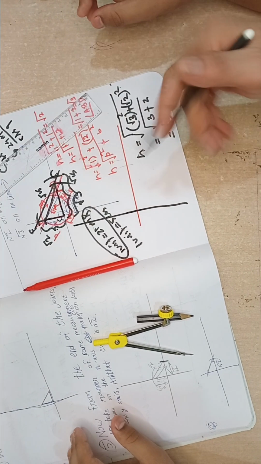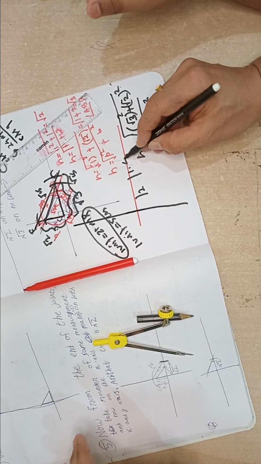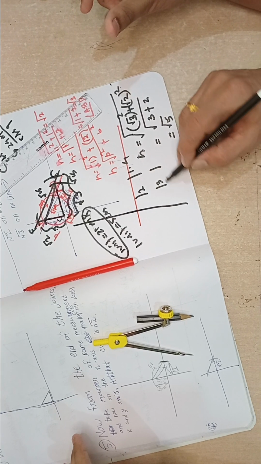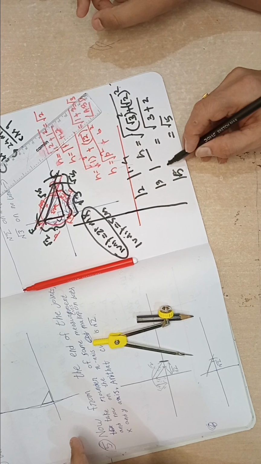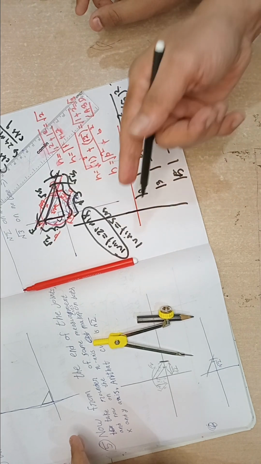By the long division method we calculated root 2 as something like 1.4. Similarly, calculate by the long division method the square root of 3 and the square root of 5. Then you will see whether there is any difference or not. That is called cross verify.